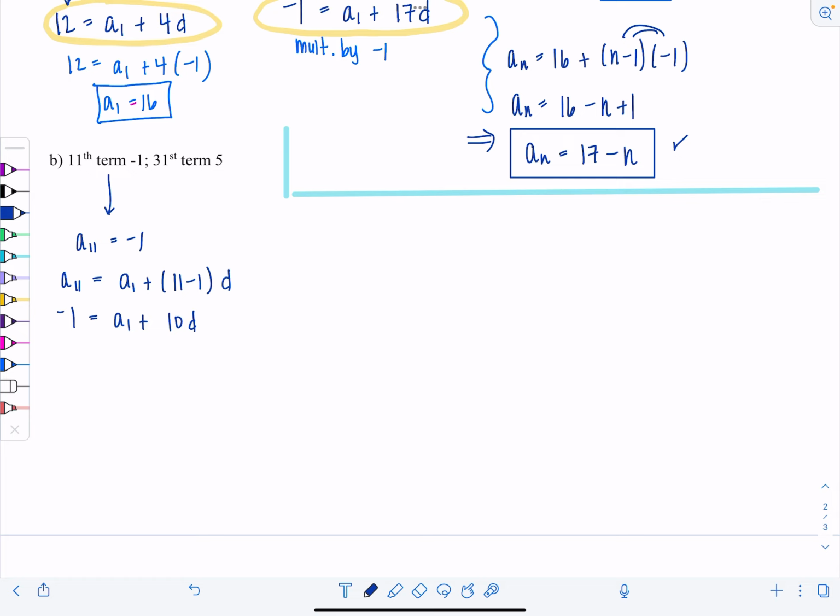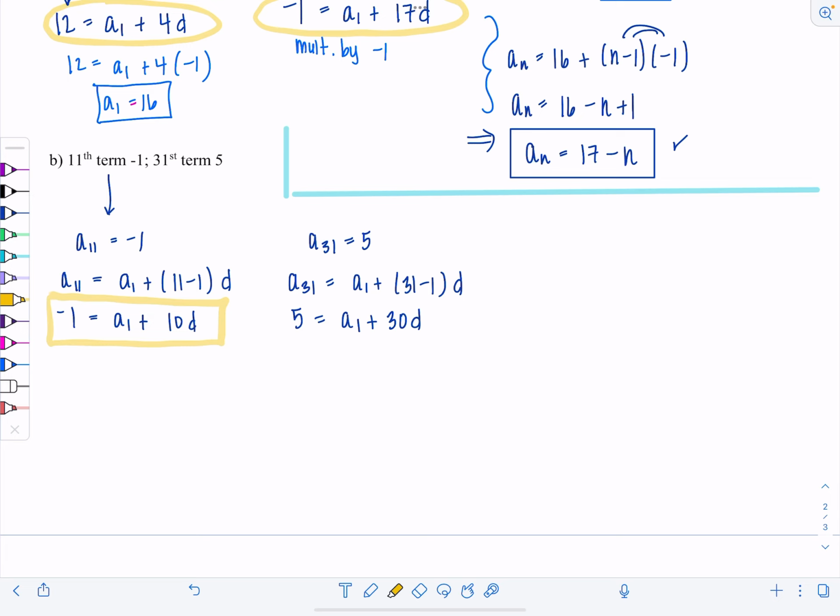And then the 31st term is 5. So a sub 31 is 5. That means a sub 31 is a1 plus 31 minus 1 times d, which would mean 5 equals a1 plus 30d. So these are our two equations. I will box them in yellow again. Two equations with the same two unknowns. So you can solve the system however you like.